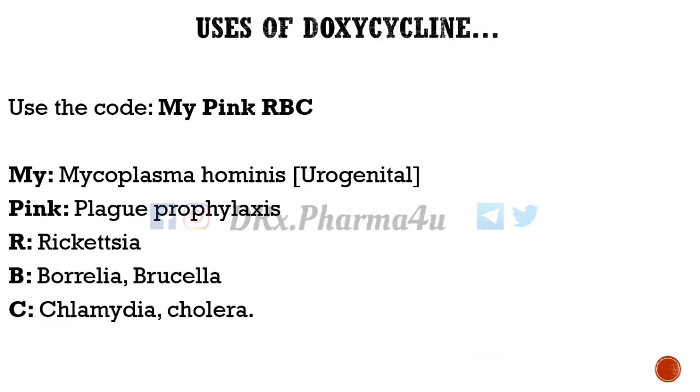To remember the uses of doxycycline, use my pink RBC. My stands for Mycoplasma hominis, and not just Mycoplasma hominis, Mycoplasma pneumoniae also. Pink stands for plague prophylaxis. R stands for Rickettsia rickettsii. B stands for Borrelia burgdorferi, brucella. C stands for chlamydia and cholera.